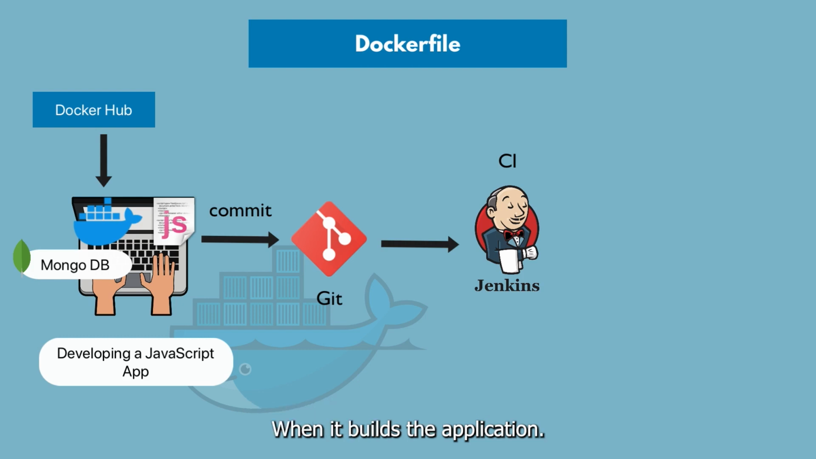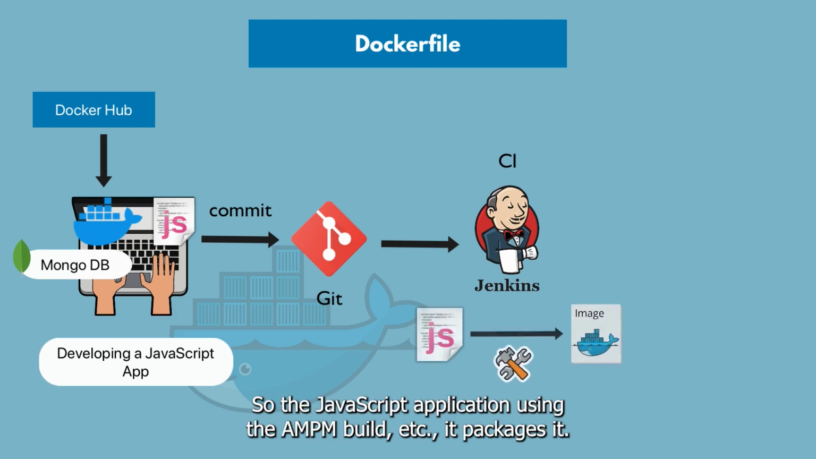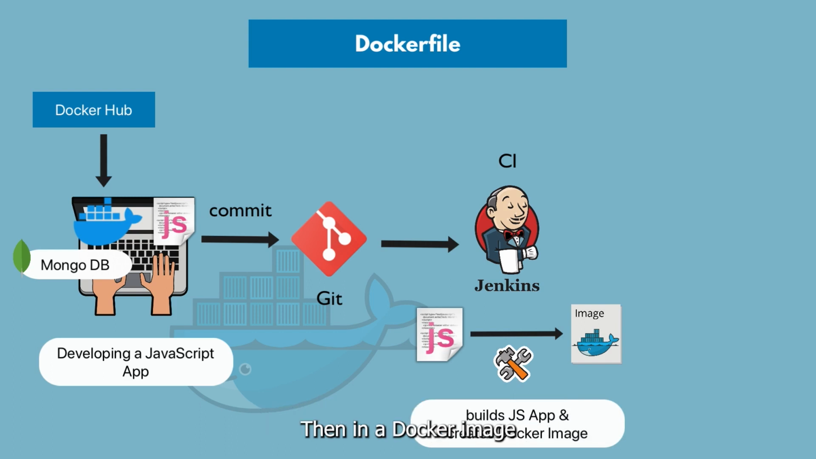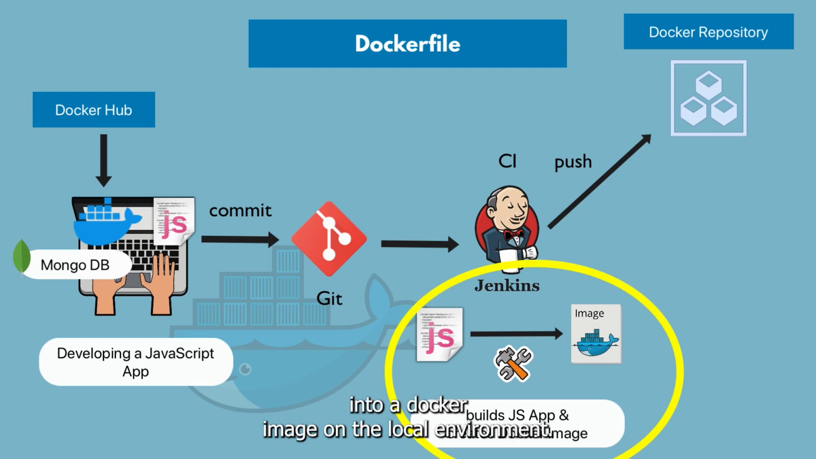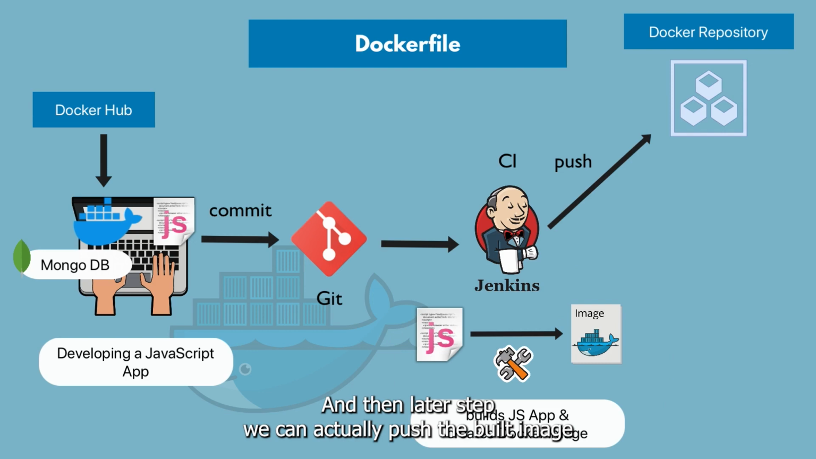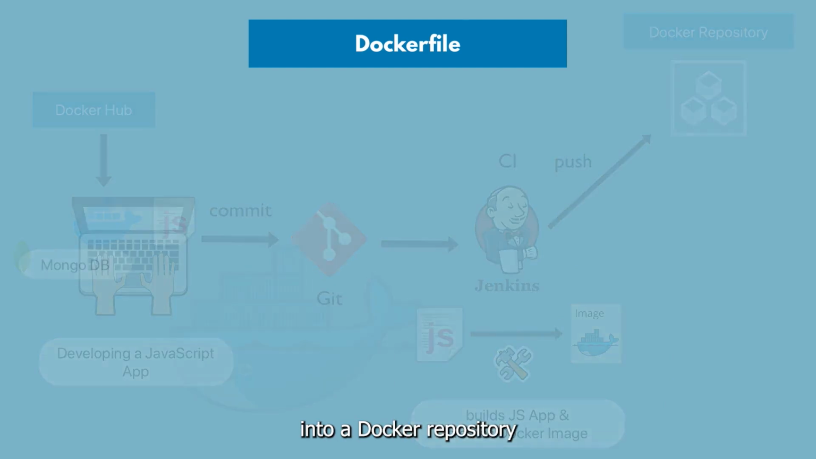So the question is, what does actually Jenkins do with this application? When it builds the application, so the JavaScript application using the npm build, etc., it packages it then in a Docker image. And then pushes it into a Docker repository. So we're going to actually simulate what Jenkins does with the application and how it actually packages it into a Docker image on the local environment. So I'm going to do all this on my laptop, but it's basically the same thing that Jenkins will do. And then on a later step, we can actually push the built image into a Docker repository.